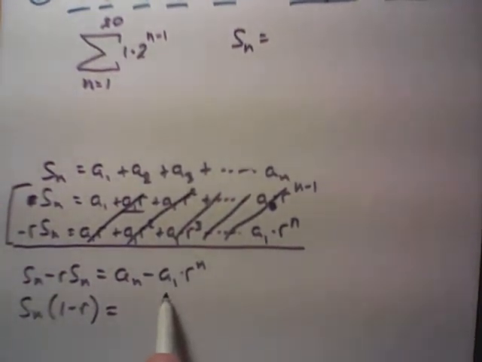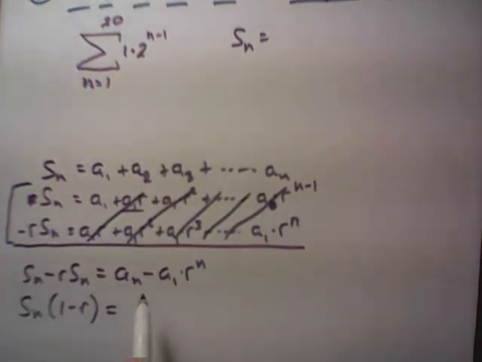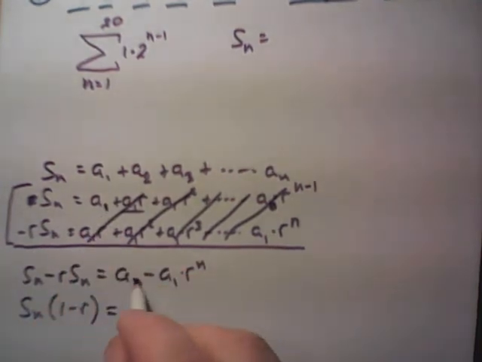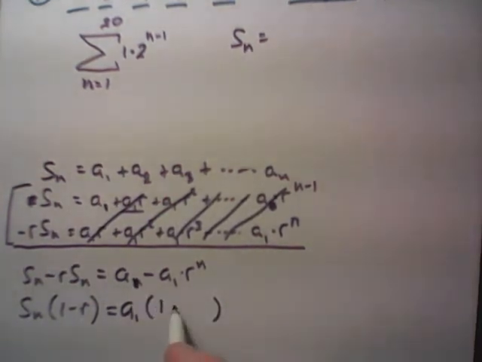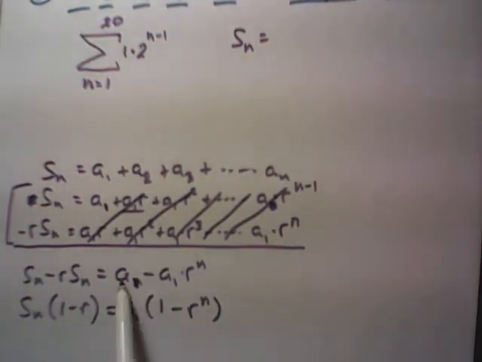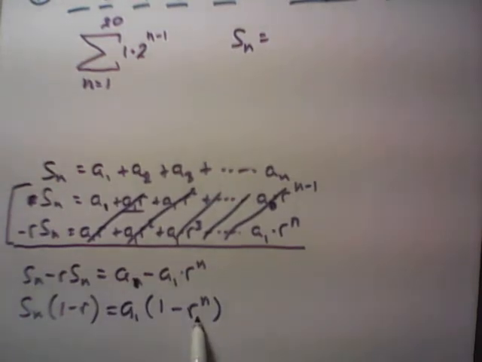And if I do the same thing here, if I pull out what they have in common, actually, this should be a sub 1 here, because it came from here. If I pull out what they have in common, they both have an a sub 1. So inside the parentheses, then I'm going to have 1 minus r to the nth power. A sub 1 times 1 is a sub 1, and a sub 1 times negative r to the nth is negative a sub 1 r to the nth. So I just pulled out what they have in common. But now I can solve for S sub n.